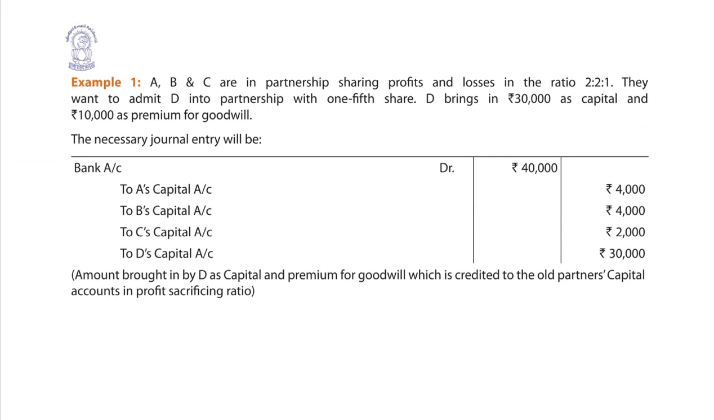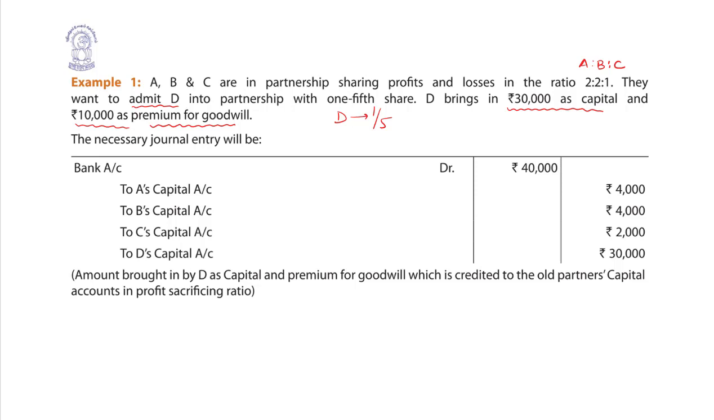Example 1. A, B and C are in partnership sharing profits and losses in 2:2:1. They want to admit D into the partnership for 1/5 share. D is to bring 30,000 as capital and 10,000 as premium for goodwill.